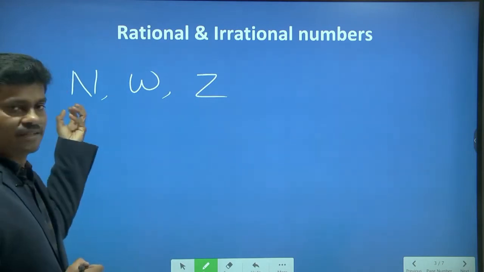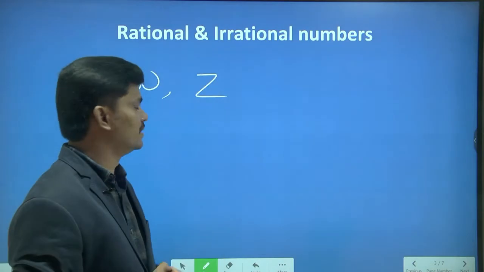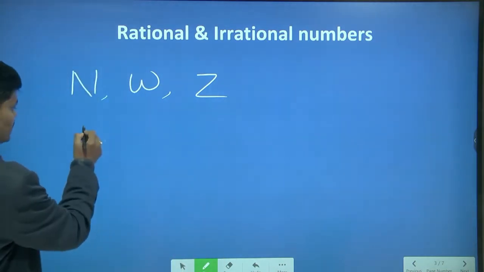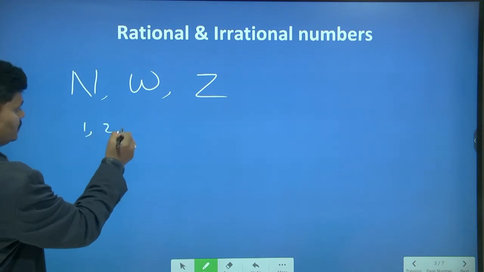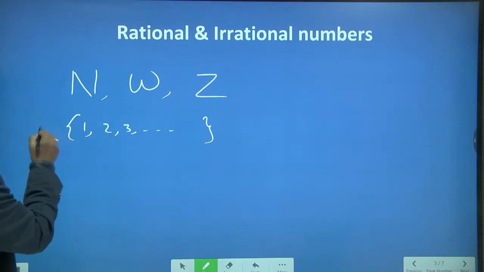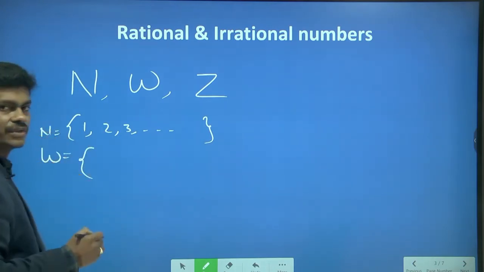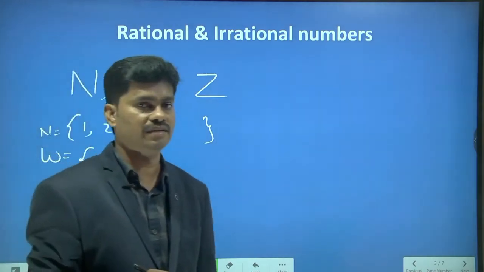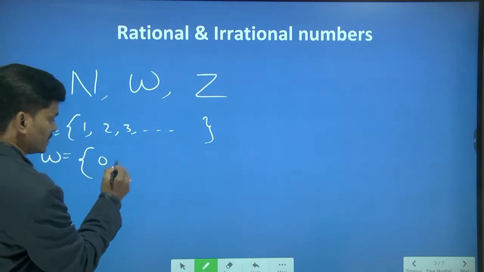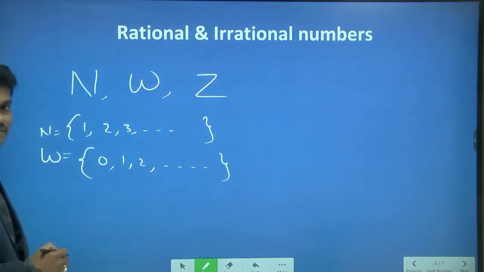The set of natural numbers is denoted by the letter N, whole numbers by W, and integers by Z or I. As you know, natural numbers start with 1, 2 and so on, unlimited. Whole numbers are obtained when we join 0 to the natural numbers. So 0 is the smallest whole number, and there are unlimited terms.